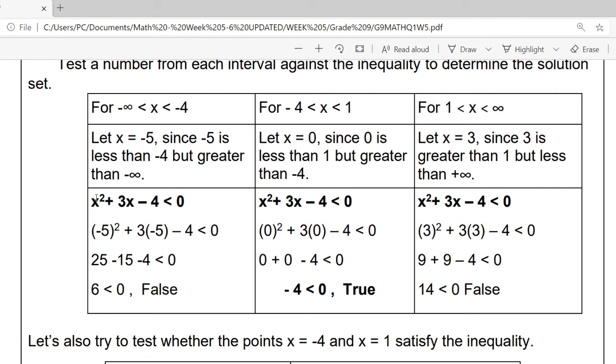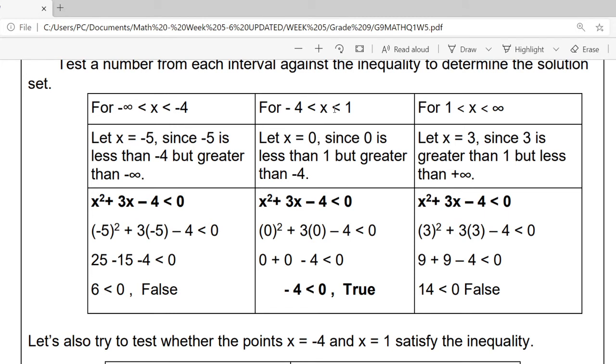Substituting, we have negative 5 squared is 25. 3 times negative 5 is negative 15, minus 4. So 25 minus 15 minus 4 is 6, less than 0. Is 6 less than 0? False. So our solution does not come from this interval. So this is already excluded.